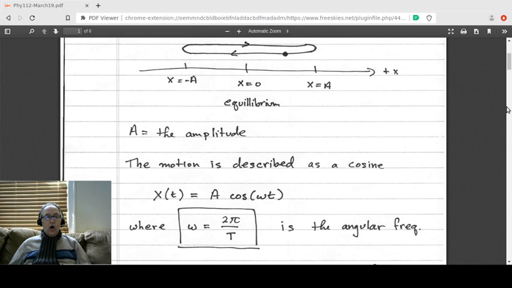A is called the amplitude. We saw that in class. And it is basically the maximum displacement that the oscillator exhibits from equilibrium.